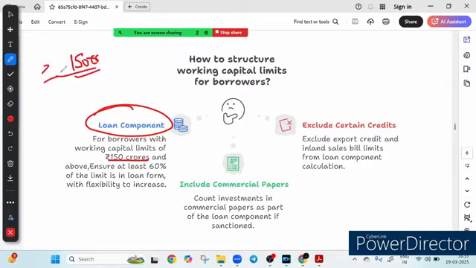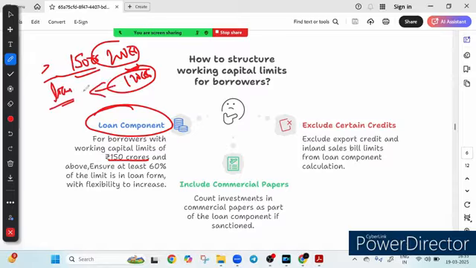So it is essential that at least 60% of this limit is structured as loan. Suppose the limit is 200 crore. What is 60%? 60% is 120 crore. At least 120 crore should be as loan, and it can be increased further.